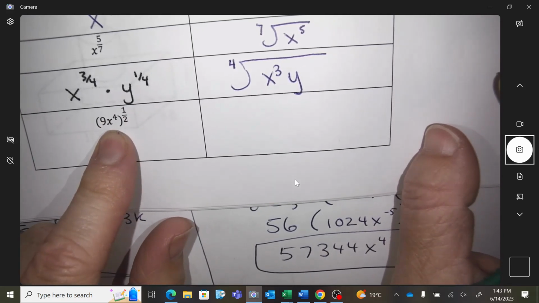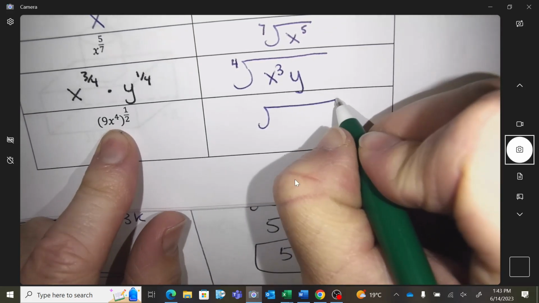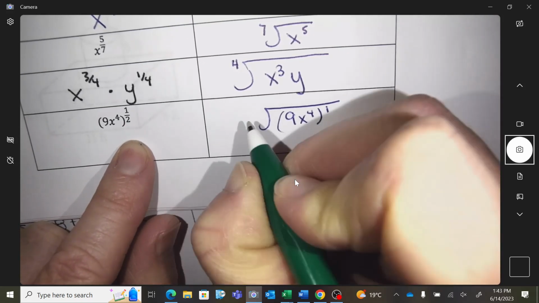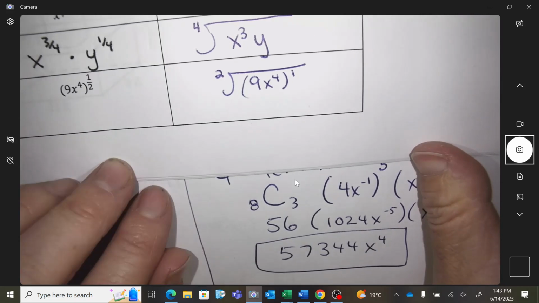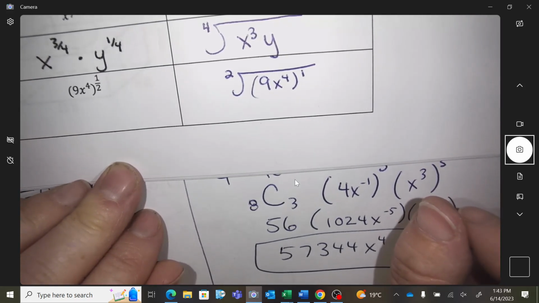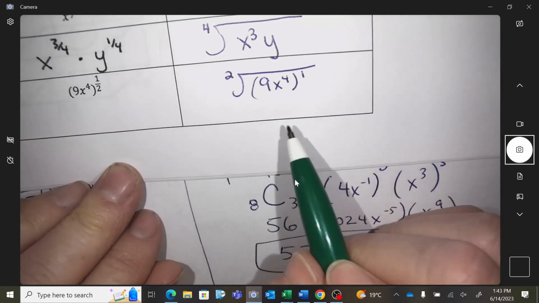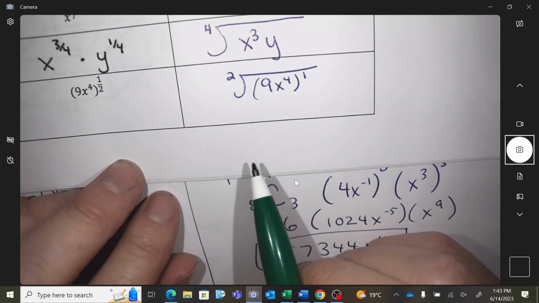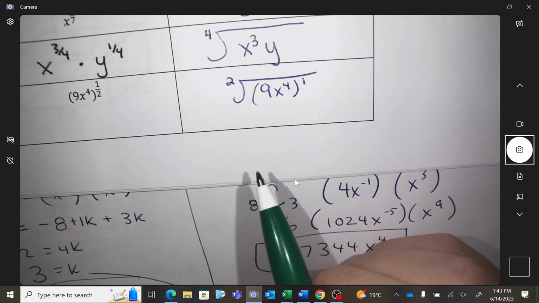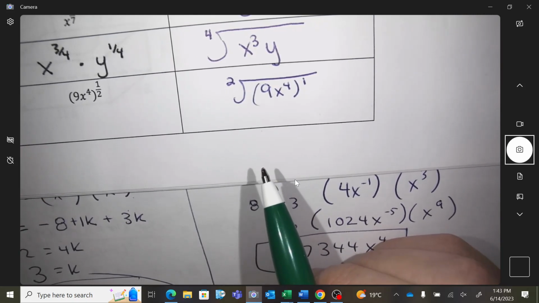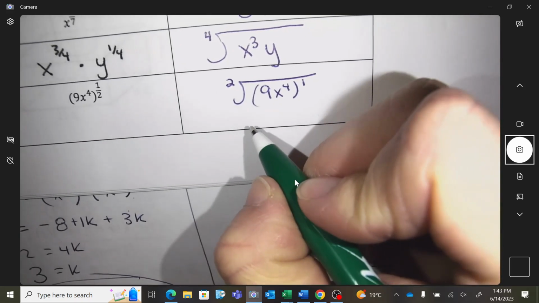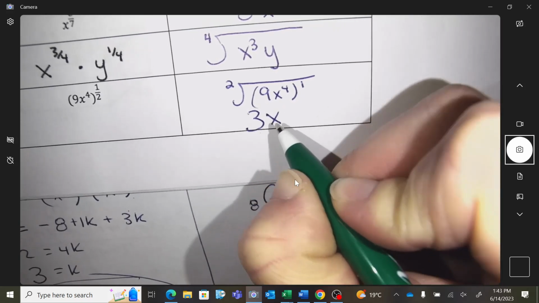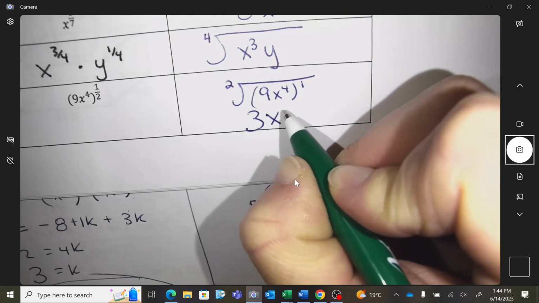Okay, so this one is the radical 9x to the 4th to the 1/2. This whole unit, so I put it in brackets to the 1/2. That's what it looks like as a radical, and what would it simplify to? So what's the new coefficient? Three x to the 2. Yep.